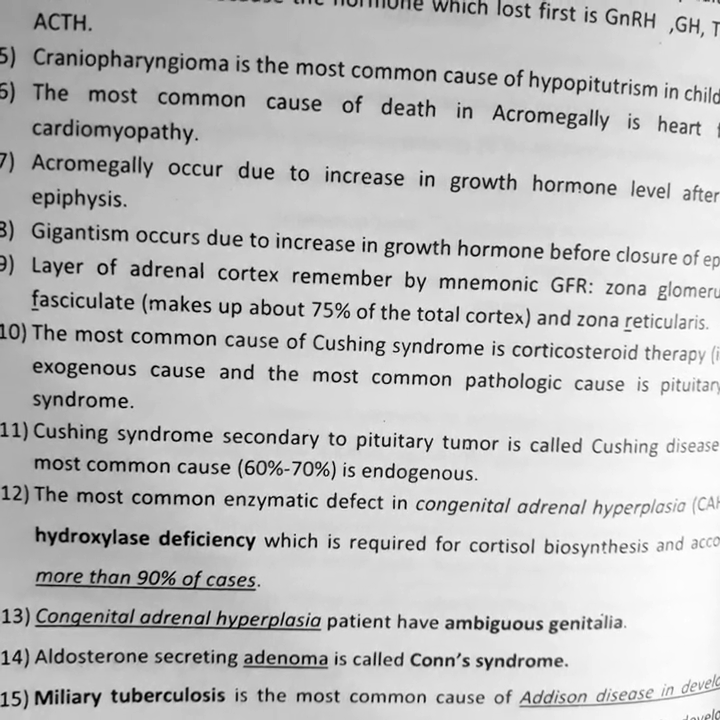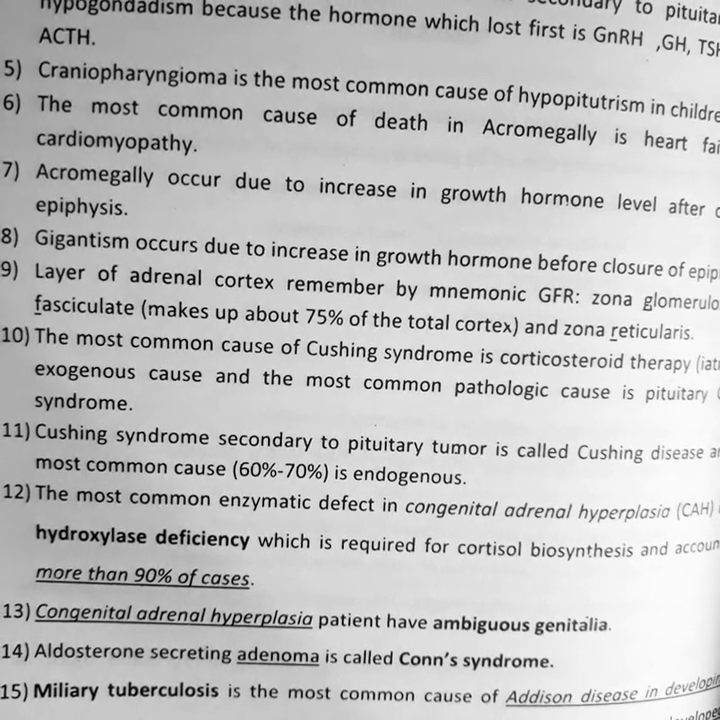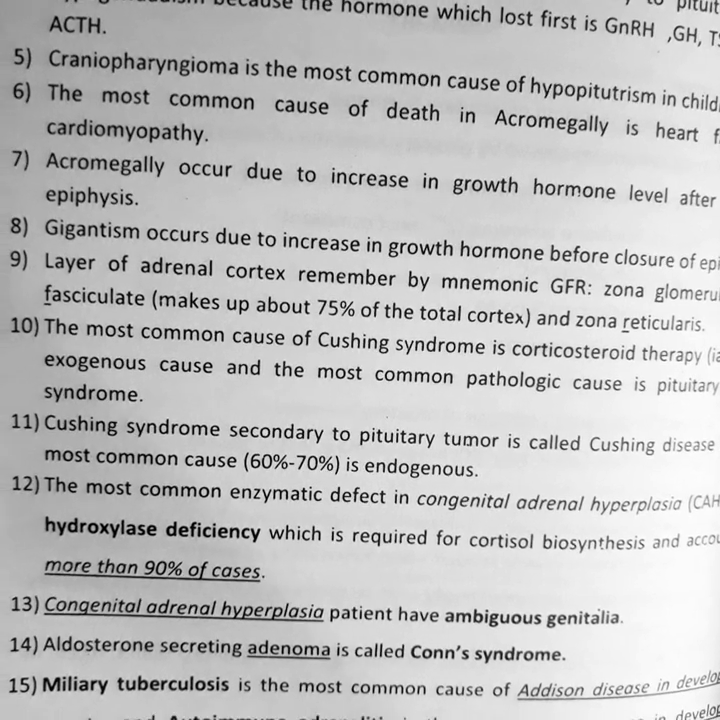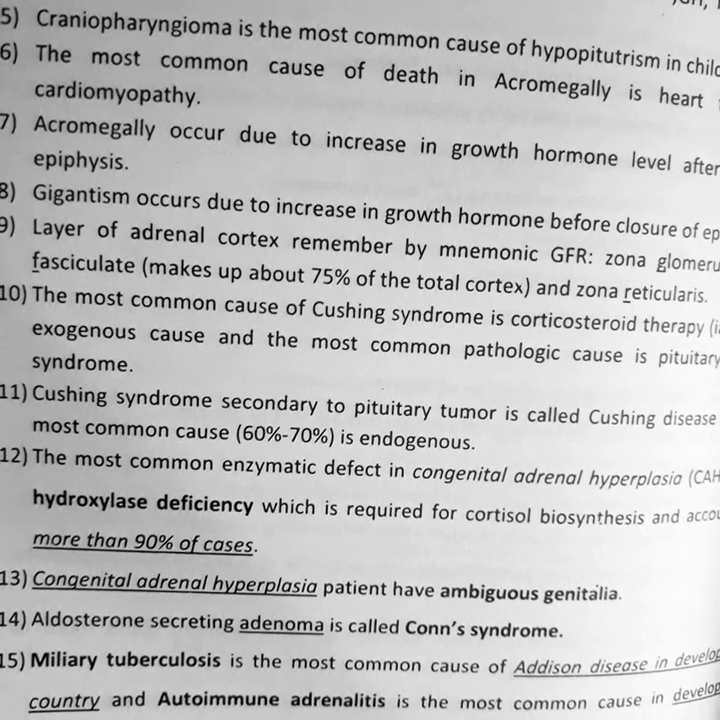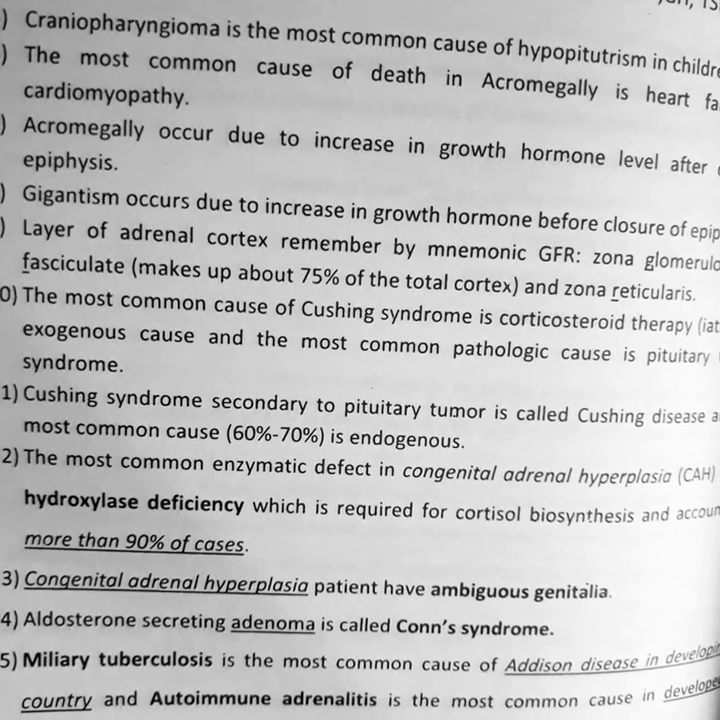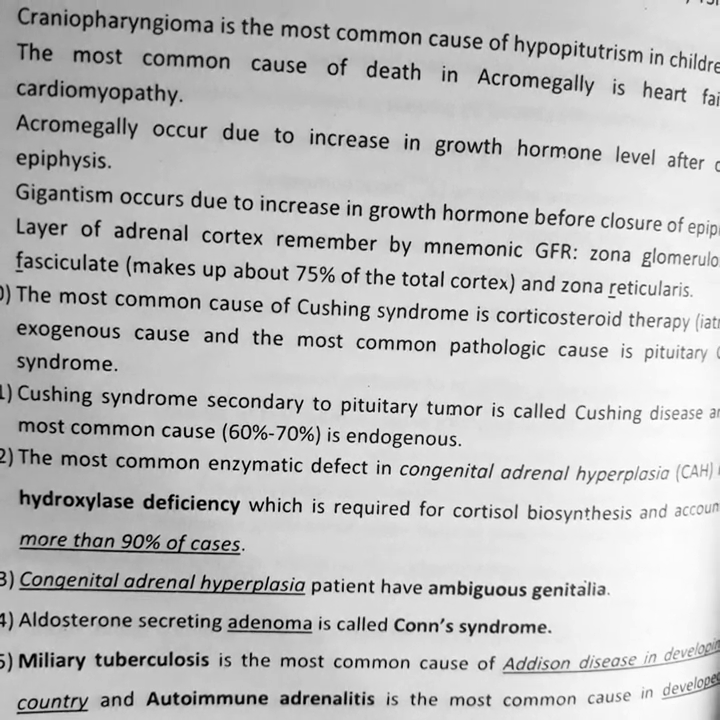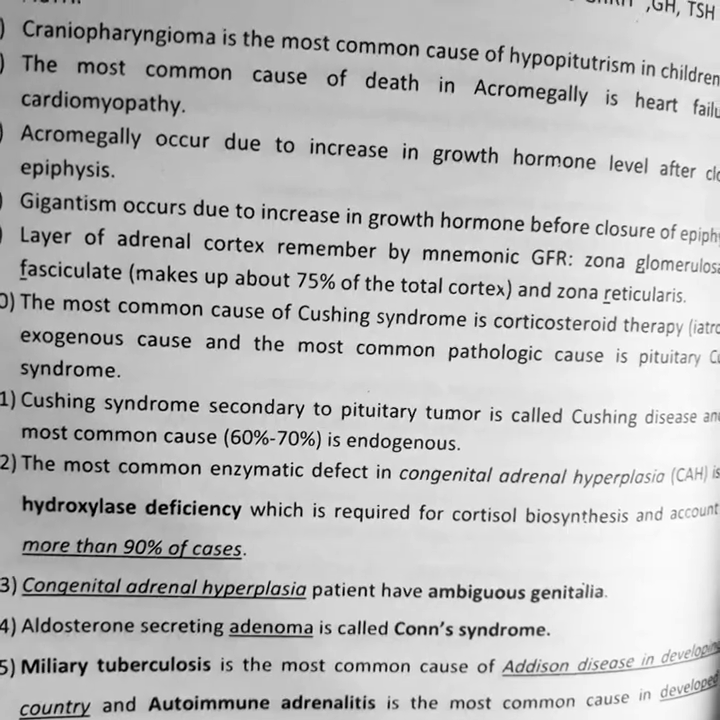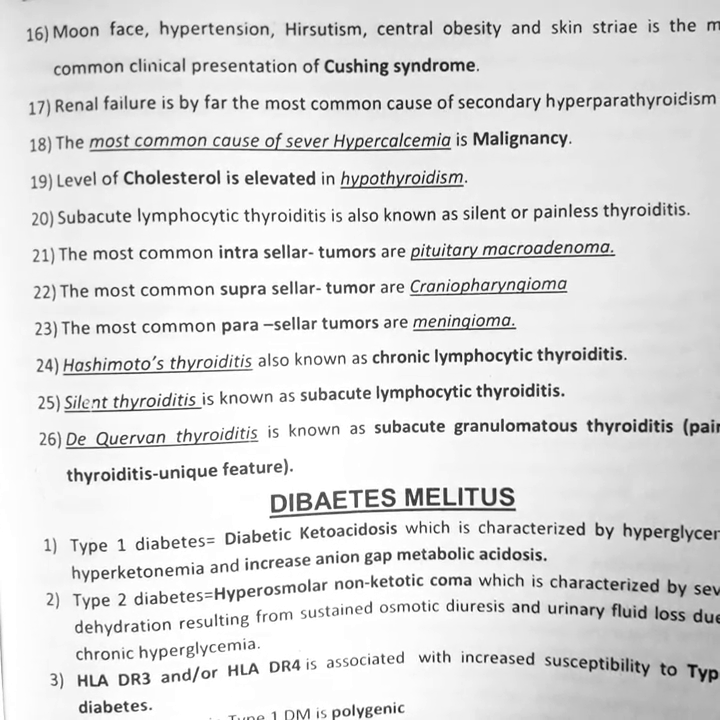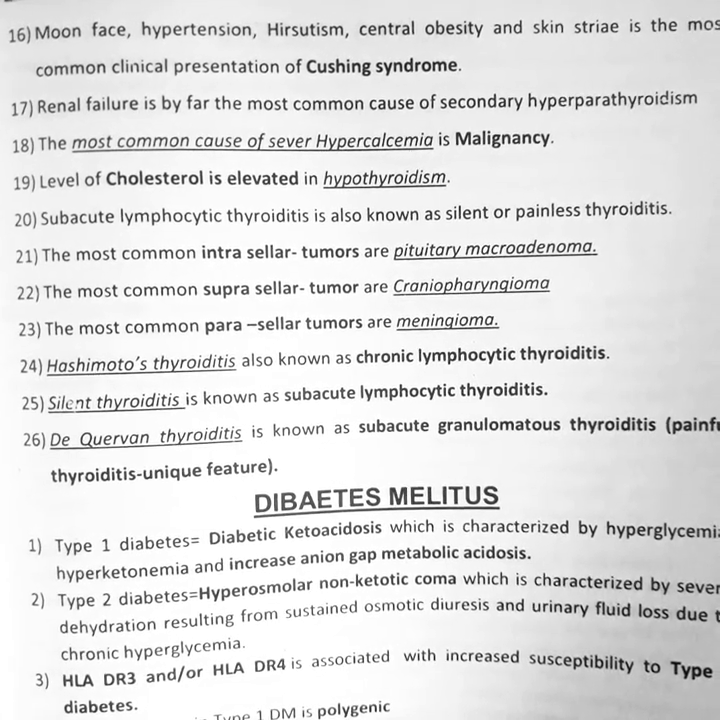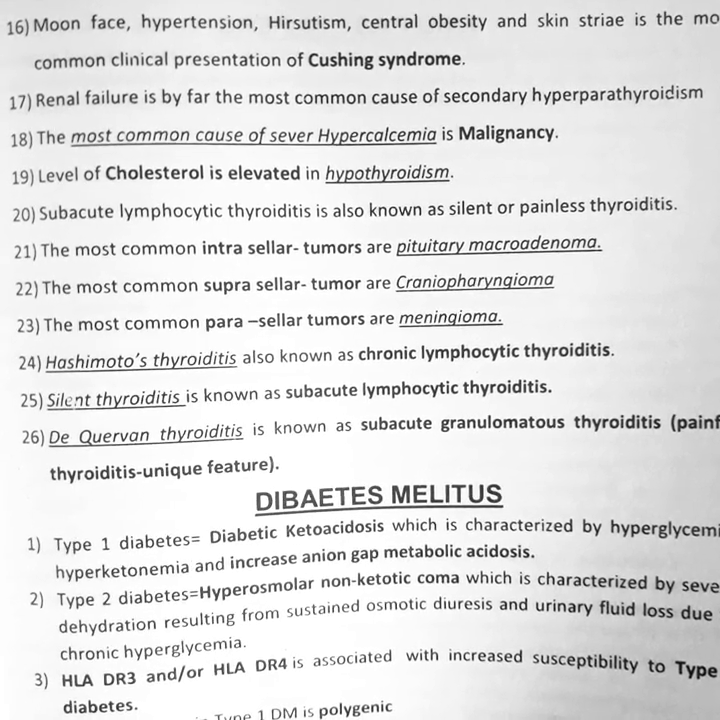Miliary tuberculosis is the most common cause of Addison disease in developing countries, and autoimmune adrenalitis is the most common cause in developed countries. Moon facies, hypertension, hirsutism, central obesity, and striae are the most common clinical presentation of Cushing syndrome.